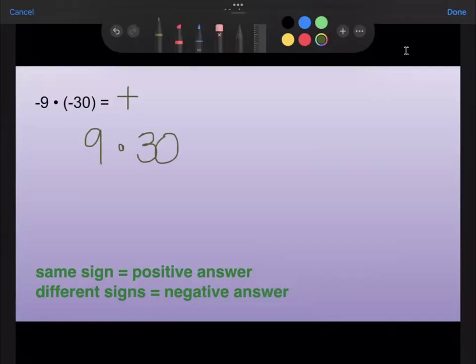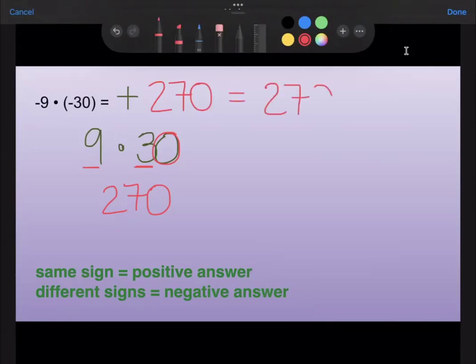I'm going to use a little trick for numbers ending in zeros. That trick is if I focus on the digits that are not zero and multiply those first, 9 times 3 is 27. And then I can add the 0 at the end of my answer. So this answer would be 270. I'm going to go ahead and put that up here, which means our answer is positive 270, or we could just rewrite it as 270.